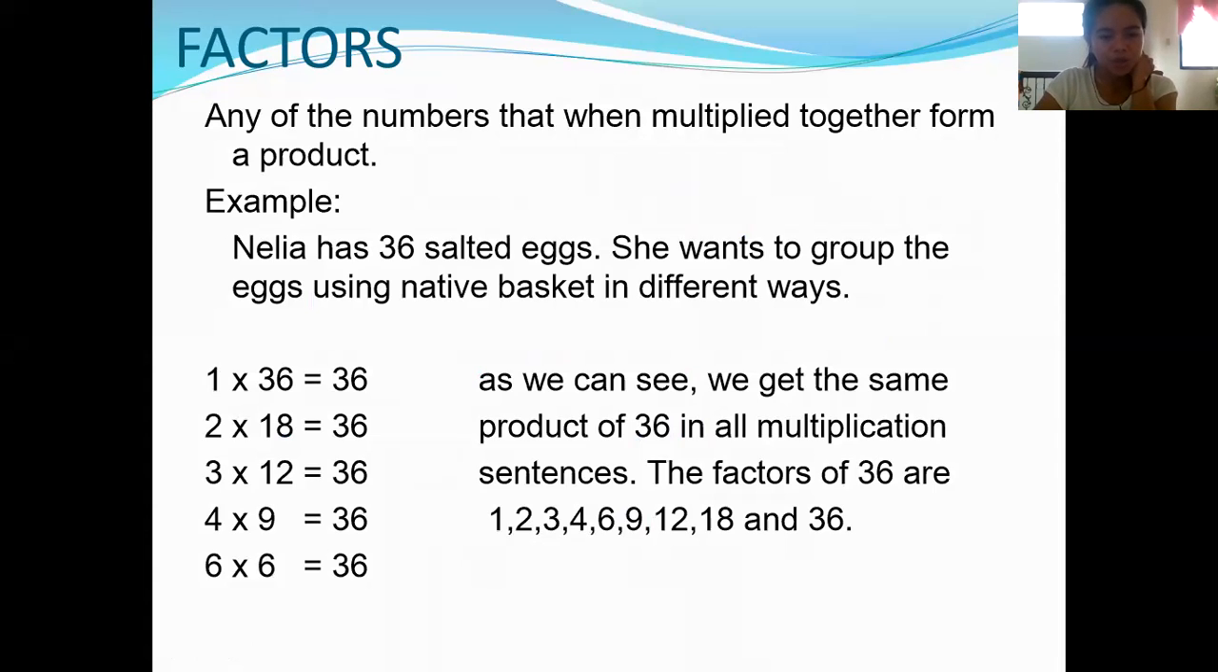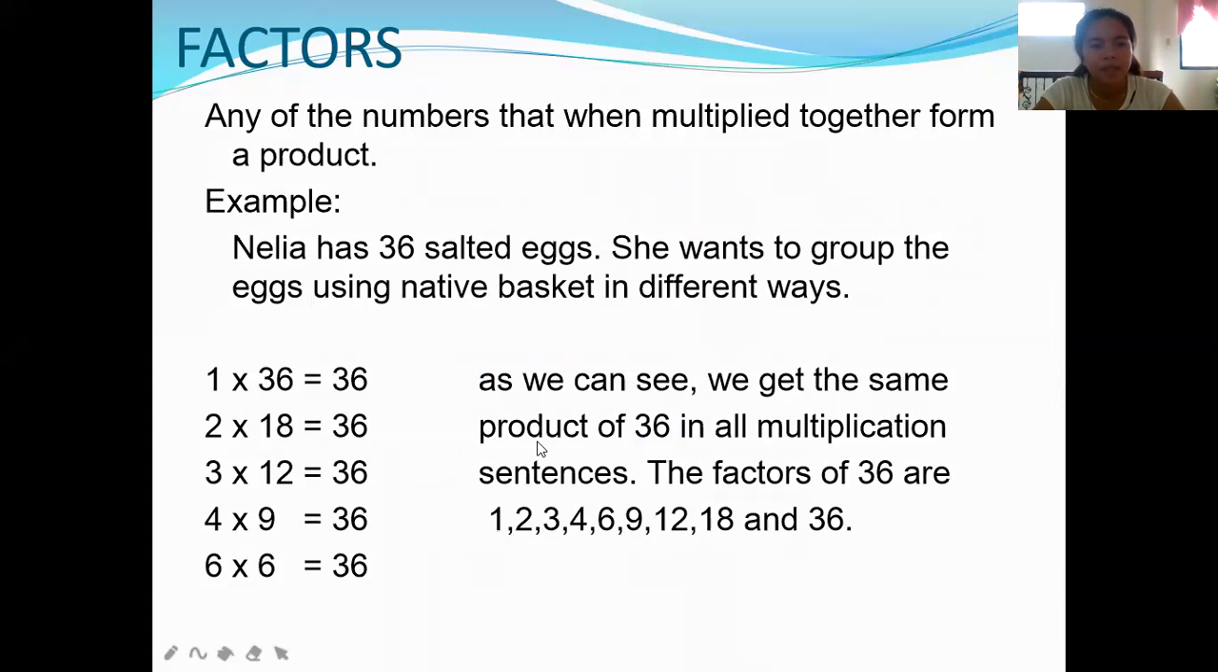1 times 36 equals 36. 2 times 18 equals 36. 3 times 12 equals 36. 4 times 9 equals 36. And 6 times 6 equals 36. So all the numbers here, these are the factors of 36.